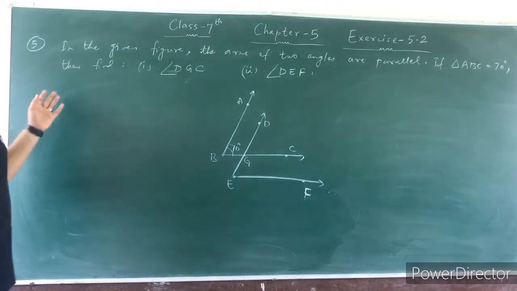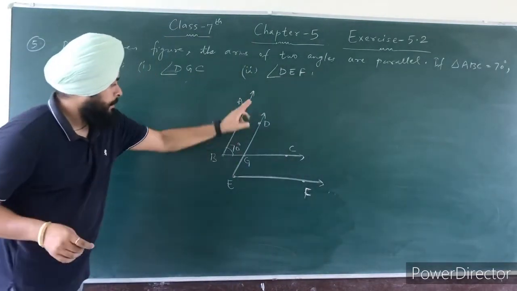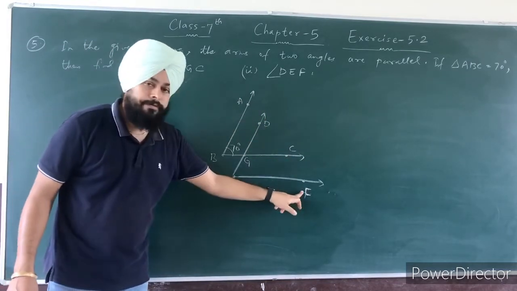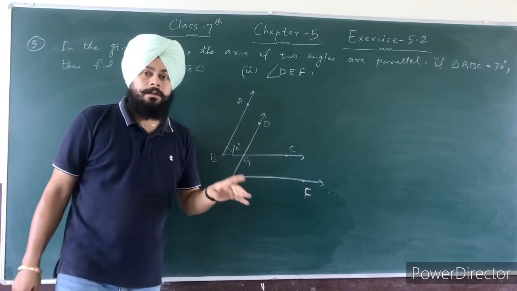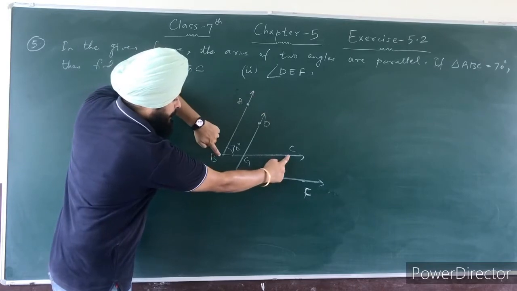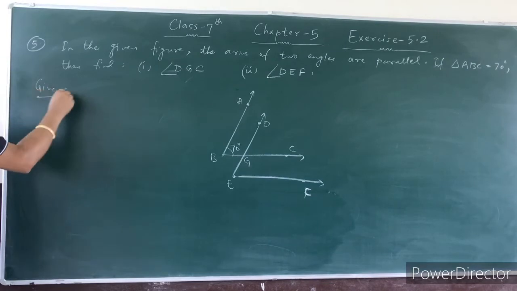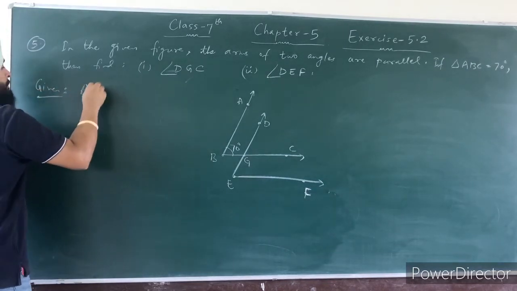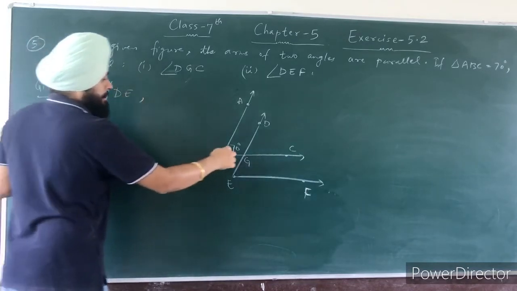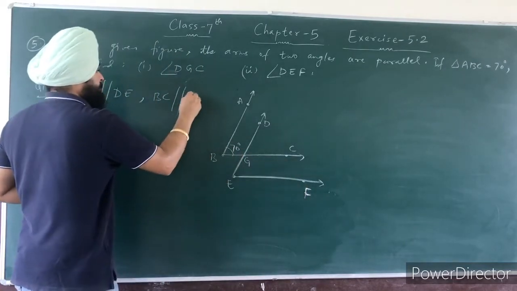Next, this is your question number 5. In the given figure, the arms of two angles are parallel. So you can see here, there are two angles, angle ABC and the second one is angle DEF. The arm of both of these angles are parallel. So this AB is parallel to this DE and this arm BC is parallel to arm EF. So you can write here given: arm AB parallel to DE, and this arm BC parallel to arm EF.